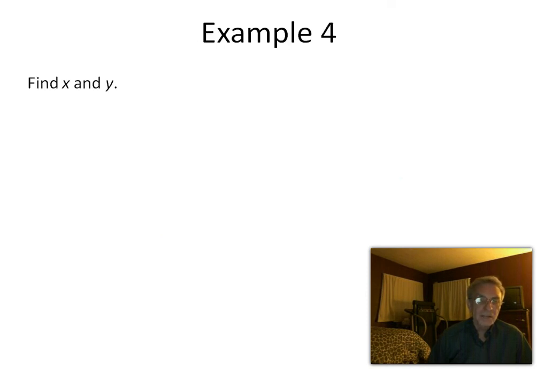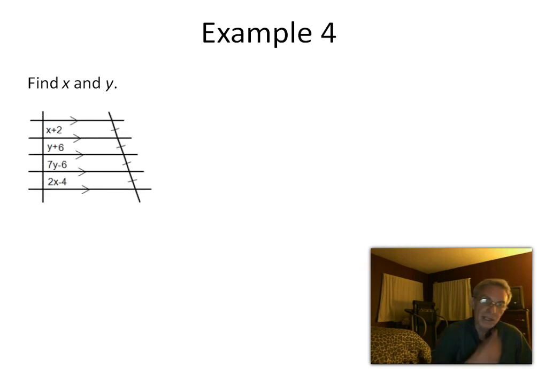Okay, so this time we have x and y that we need to find, and here's our diagram. It's a fairly complicated one, but notice that on the right side here, all of these segments that are being cut by the parallel lines in this transversal are congruent. They're all congruent because they're all marked with a single tick mark. So this means x plus 2 has to equal 2x minus 4.